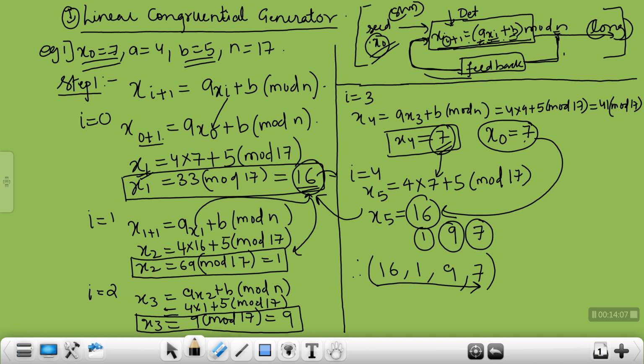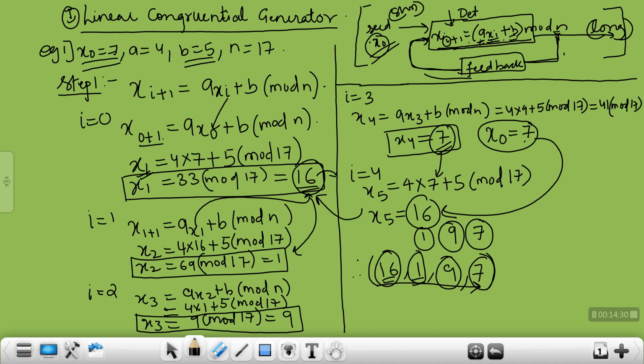Now, the conclusion we can make from here is that this is a very poor random number generator. First of all, why is it poor? Because very few numbers are generated. Only 4 random numbers are generated over here, so that's why it is called a very poor random number generator. The second thing is that the numbers generated here are very small. We require bigger numbers.